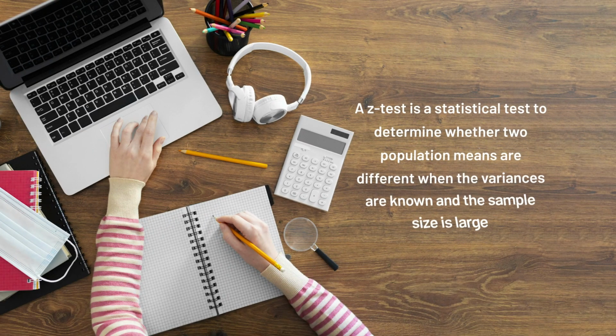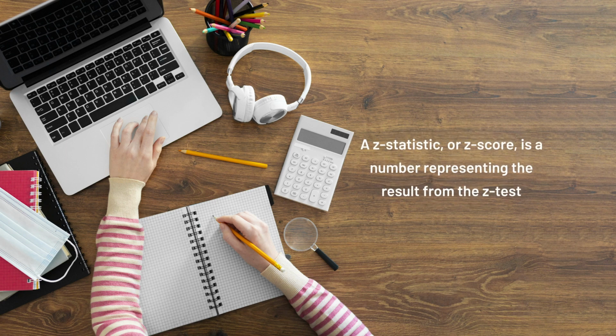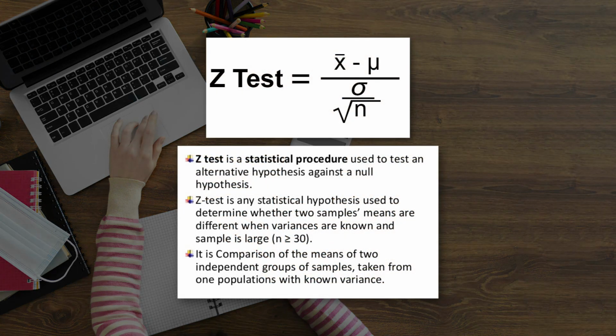A Z test is a statistical test to determine whether two population means are different when the variances are known and the sample size is large. It can be used to test hypotheses in which the Z test follows a normal distribution. A Z statistic or Z score is a number representing the result from the Z test. The Z test formula is x bar minus mu upon sigma upon square root of n. The Z test is a statistical procedure used to test an alternative hypothesis against a null hypothesis.